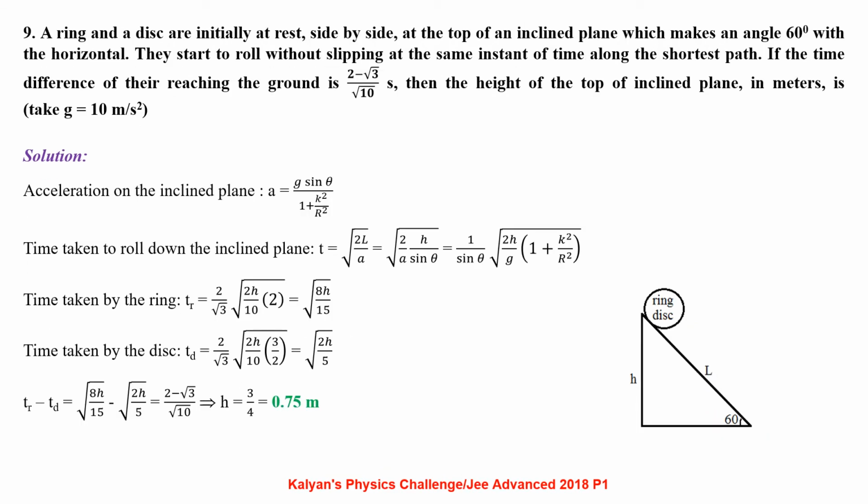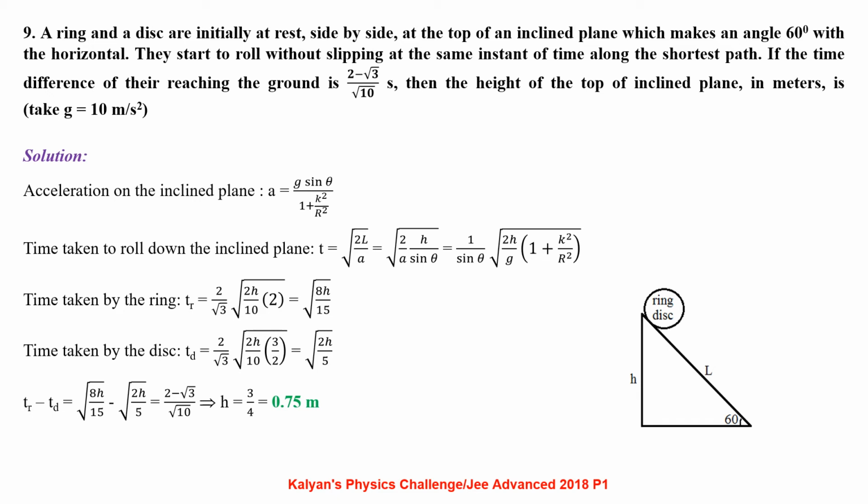A ring and a disc are initially at rest side by side at the top of an inclined plane which makes an angle 60 degrees with the horizontal. They start to roll without slipping at the same instant of time along the shortest path. If the time difference of their reaching the ground is (2 minus root 3) by root 10 seconds, then the height of the top of the inclined plane in meters is? Take g equal to 10 meter per second square.